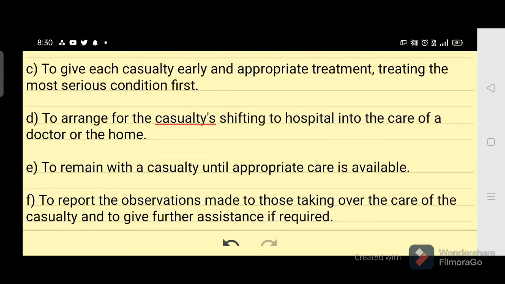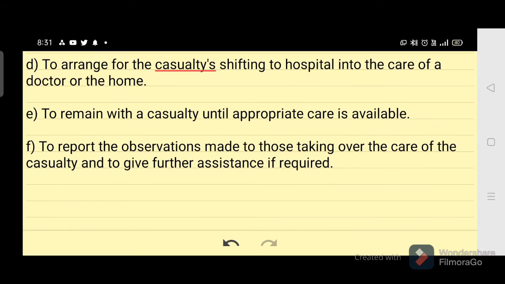Then to arrange for casualties shifting or moving to the hospital. After providing the first aid as early as possible, the teacher or the parent should see that the injured person or the person who has fallen sick should be moved to the hospital, casualty, as early as possible in the care of a doctor or someone else. It may be other teachers or parents can go along.